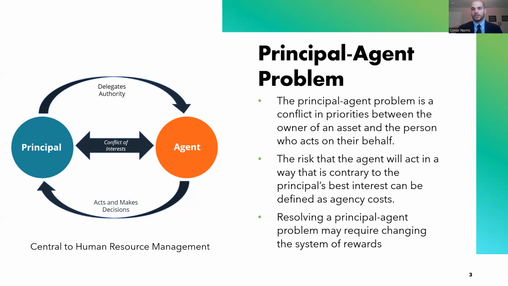So the principal, in this case the firm or the management, wants to maximize their profit, but the agent, the worker, typically wants to minimize their own effort. So both of these sides, the principal and the agent, have their own priorities that don't always coincide.